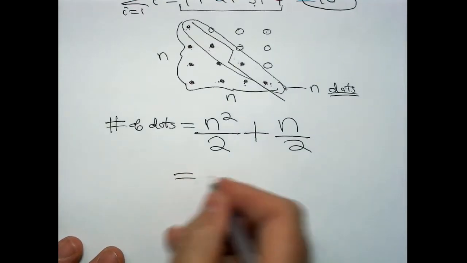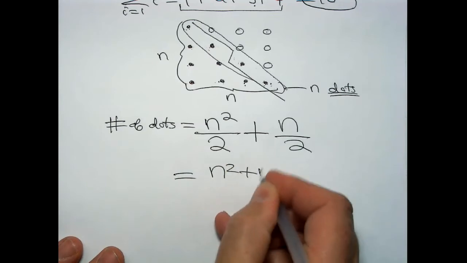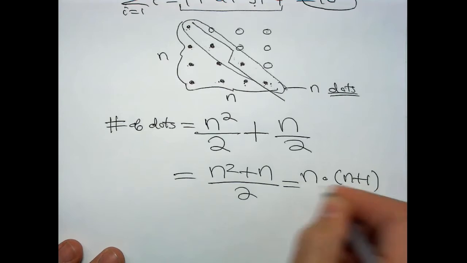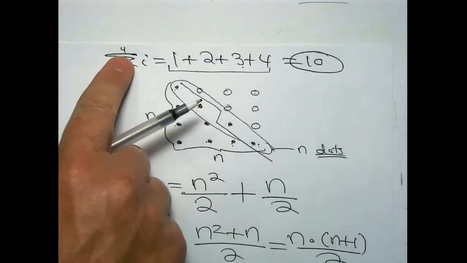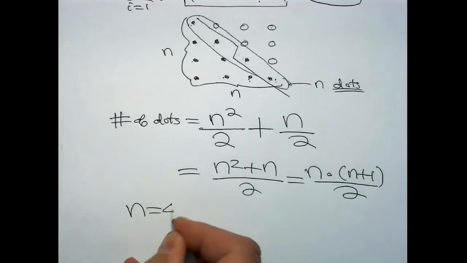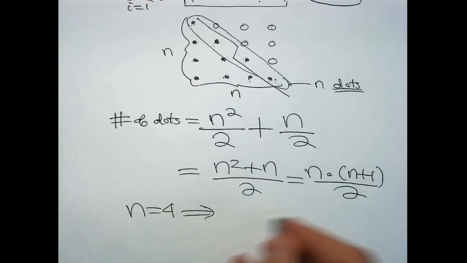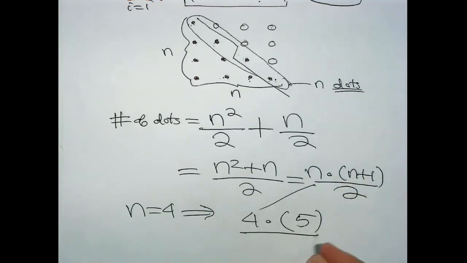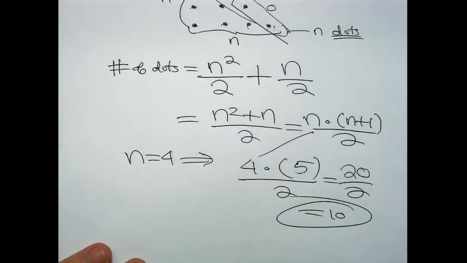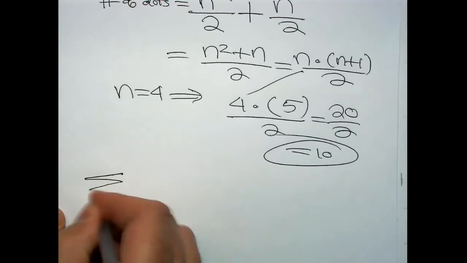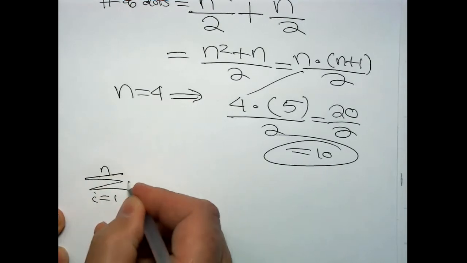The number of dots is n squared plus n over 2. If you factor out the n, it's n times n plus 1 over 2. And n is just really the top of the count. Does that really work? Well, if n equals 4, let's see what happens. That would be 4 times 5 over 2. 20 over 2 is 10. It does work.